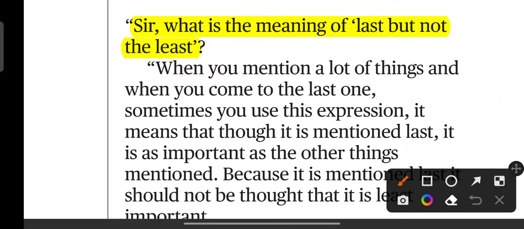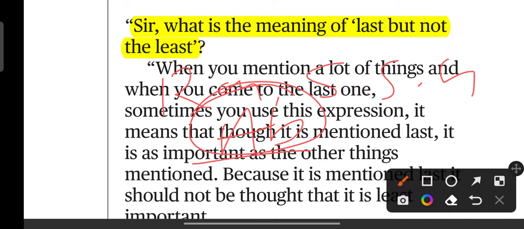For example, you have five friends: Ram, Syam, Sita, Geeta, and Abdul. So you are talking about Abdul in the last. So with whom you are talking, you can say like, I have five friends: Ram, Syam, Sita, Geeta, Abdul. Okay, Abdul is last. Abdul is last but not least. Okay, you can say like this: Abdul is last but not least.